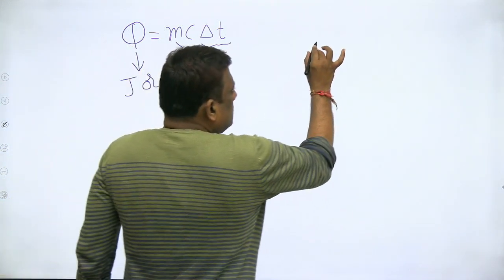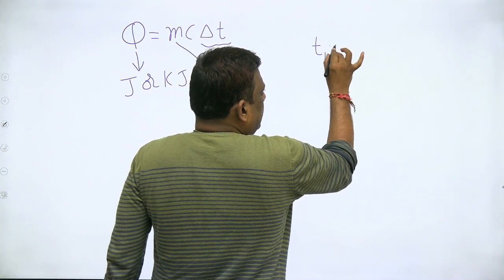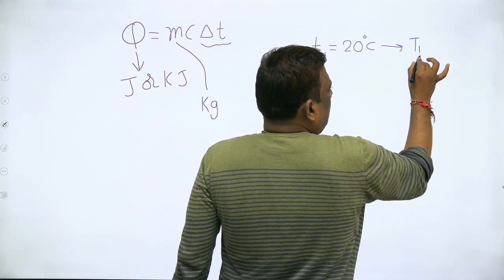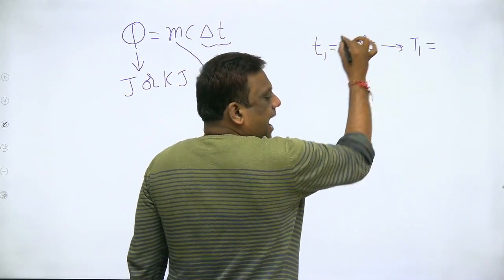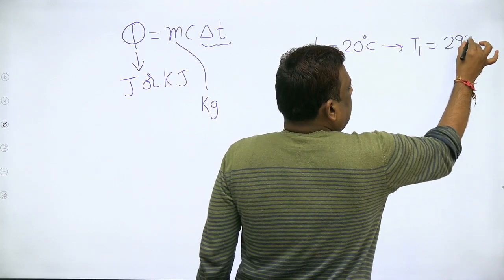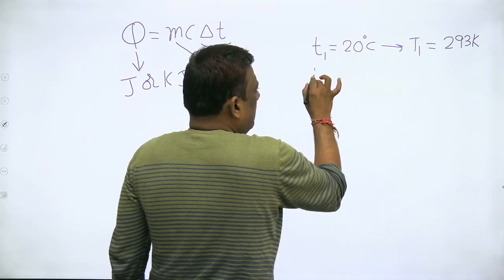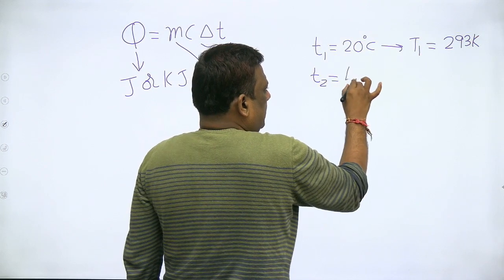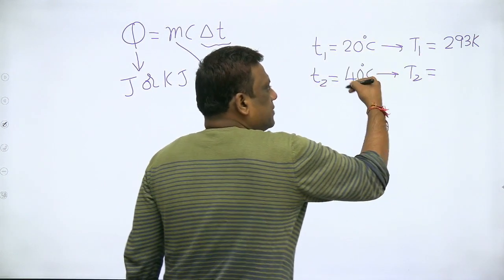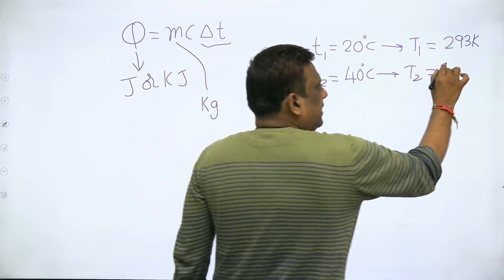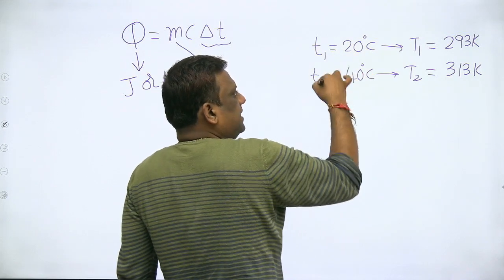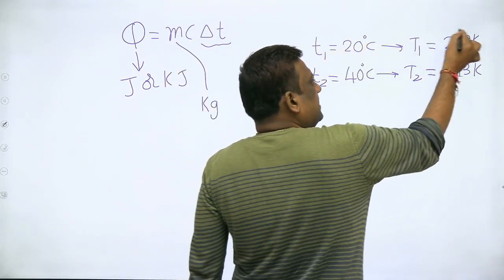Observe carefully. So I have, for example, initial temperature as 20 degrees centigrade. Convert in Kelvin. If you want to convert in Kelvin, add 273. So therefore, 20 plus 273 is 293 Kelvin. Similarly, you have another temperature, say 40 degrees centigrade. Add 273. So 273 plus 40 is 313 Kelvin. These are the temperatures in centigrade, same temperatures in Kelvin.